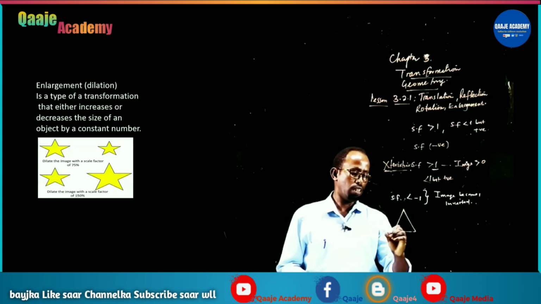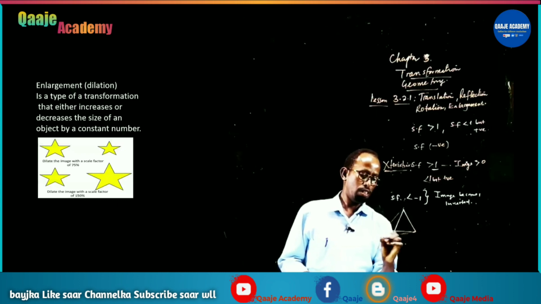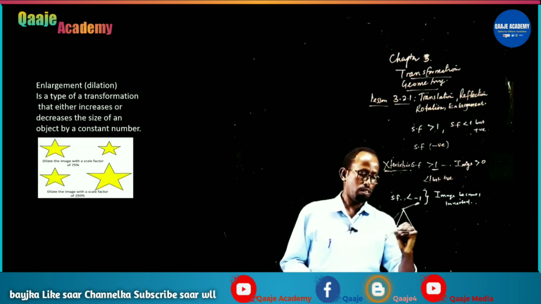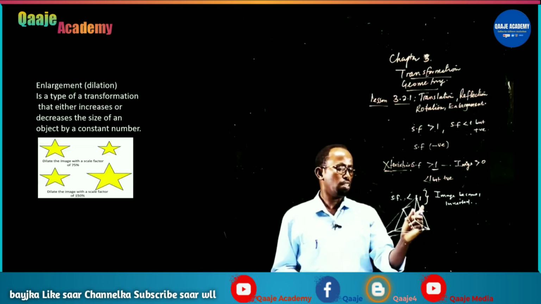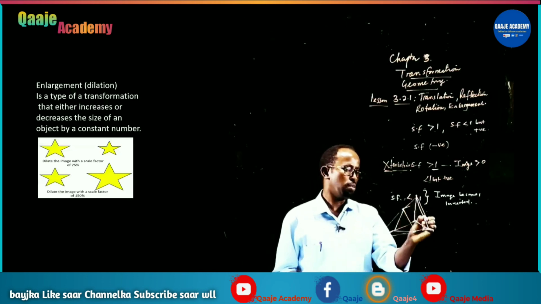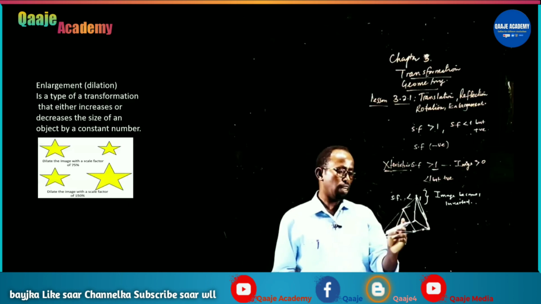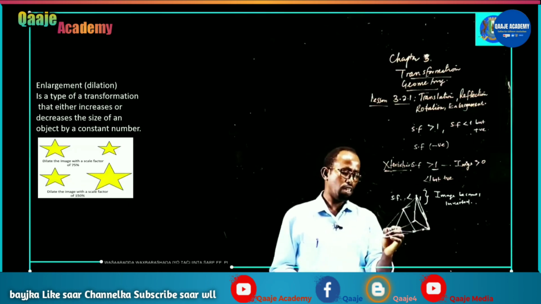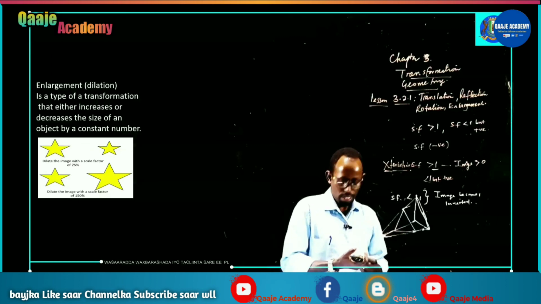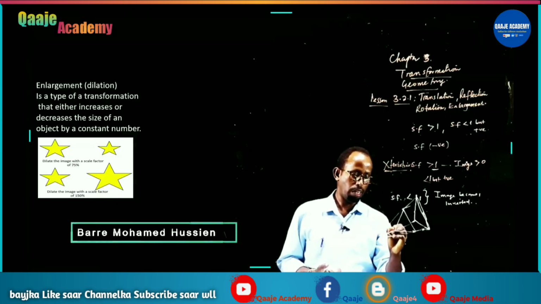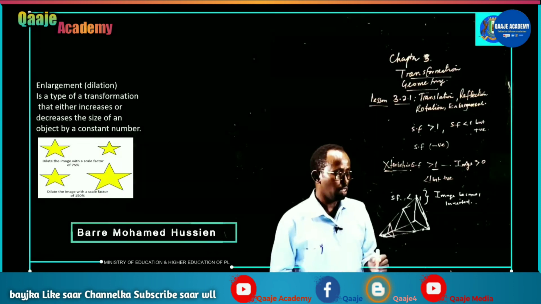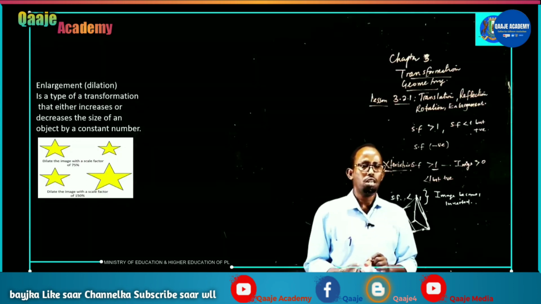Now, if for example you have this triangle, and this is my center of the enlargement, and I multiply by a scale factor, you can see now the image is bigger than the object. And if you multiply this one by a scale factor of half, the image now becomes smaller than the object. The image becomes something like this. So therefore, we'll be now doing some more examples on this.